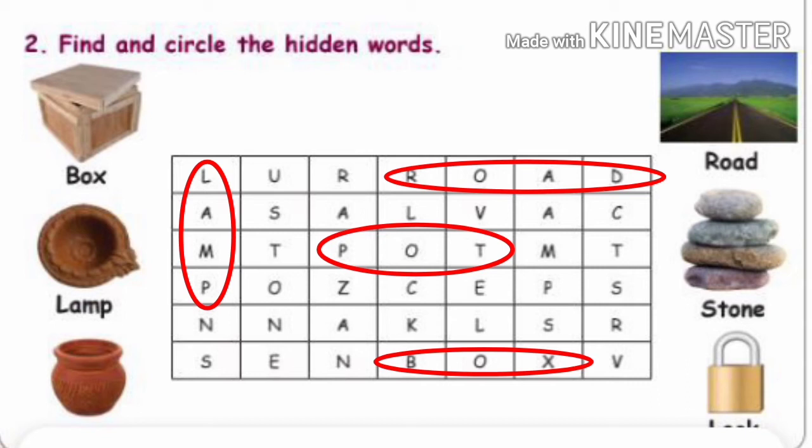Yes, children. Now, the next word. Stone. What is the spelling? S-T-O-N-E. Stone. Where are these letters, children? Yes, it is here. So, put a circle here. And what is the last word, children? Lock. L-O-C-K. Lock. Now, find out the letters, children. Very good, children. Here it is. So, circle these letters. That's all, children. What are the words we circled? Box, lamp, pot, road, stone, and lock.